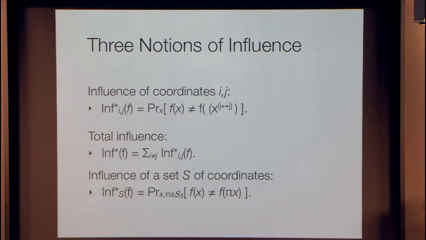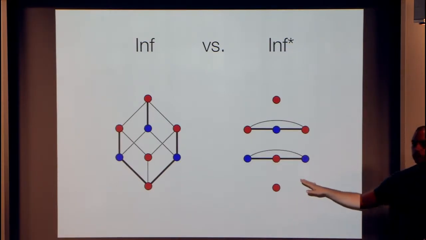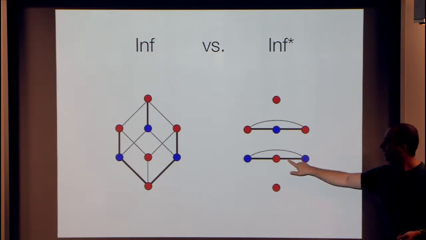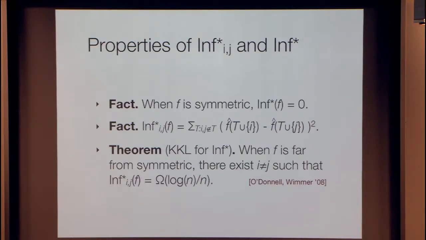Okay, so if we define these tools, do they help us? Can we say anything interesting about them? We can, and we can even visualize what they look like. Really, they're measuring the number of bichromatic edges on a graph that corresponds to the function. It's just a different graph, where now 2 points are connected if they're related by just a transposition, instead of just flipping coordinates. But let's look at some facts. Okay, some easy facts. If your function is symmetric, the symmetric influence is 0, which is what we would like.